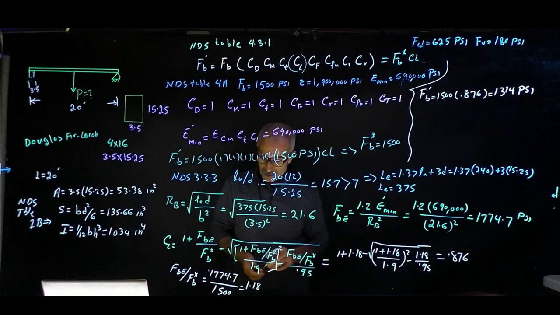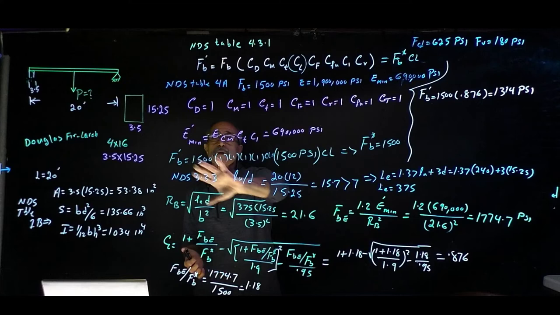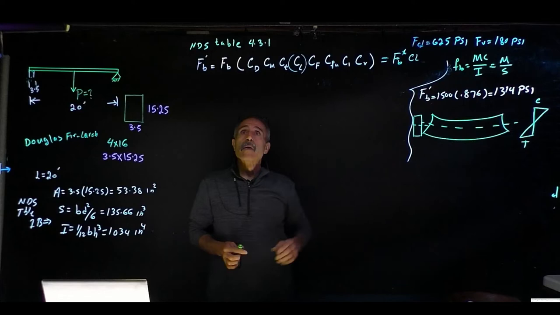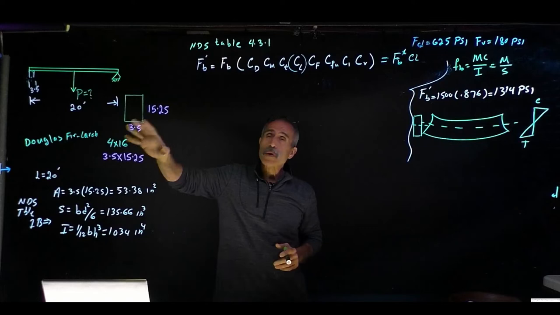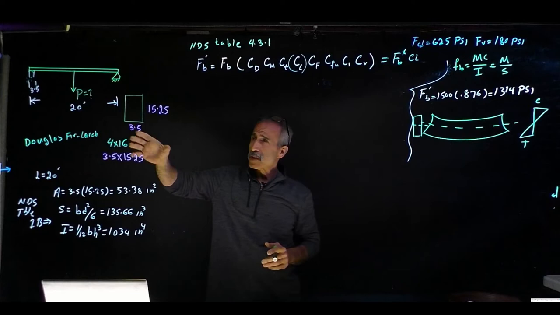Give me a minute. Let me erase all this stuff down here. Okay, so now we have figured out the stress capacity of the wood, which came out to be 1,314 pounds per square inch. That's the capacity of the wood. And then we know what is the moment capacity of it.